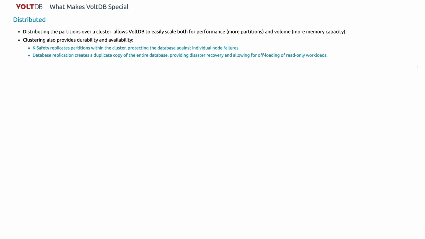Another way VolteB is special is that it is distributed. Distributing the partitions over a cluster allows VolteB to easily scale both for performance, by having more partitions for parallel execution, and volume, by adding additional memory capacity. Clustering also provides durability and availability. K-safety replicates partitions within a cluster, protecting the database against individual node failures. Database replication creates a duplicate copy of the entire database, providing disaster recovery and allowing for offloading of read-only workloads.